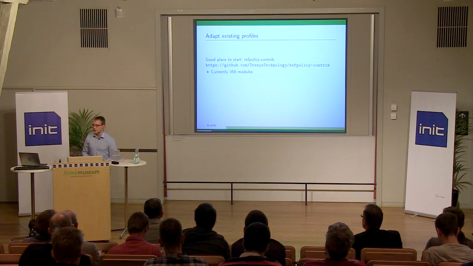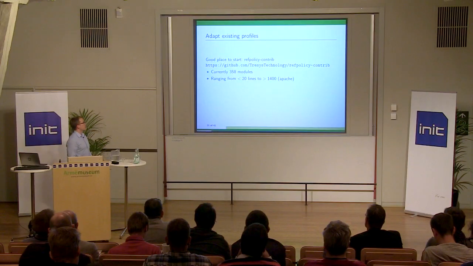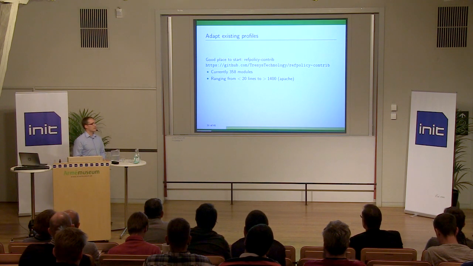In this repository, there are currently over 350 modules. So you can just pick the one that fits the binary you want to confine the best and extend or change it. They range from under 20 lines to over 1,400 lines for Apache, which is not surprising because Apache is quite a complex beast. And those lines for the Apache module are interface calls. And each interface can easily generate hundreds of SELinux rules. So you can see how many rules there are for a complex daemon.